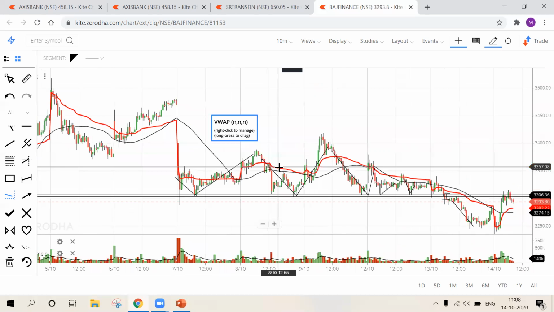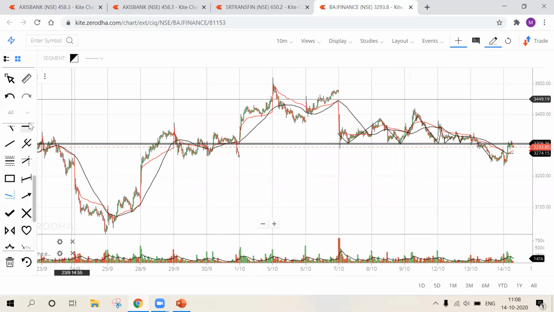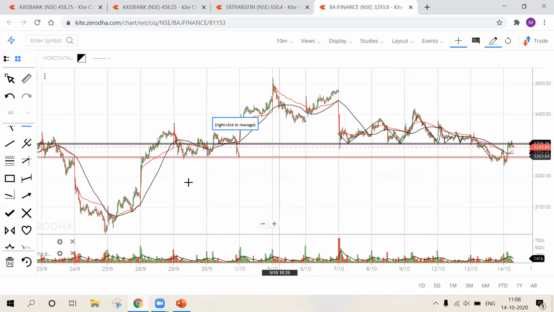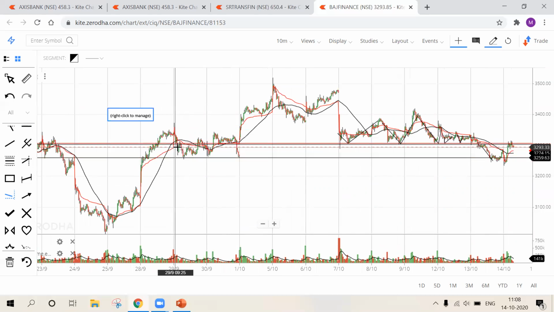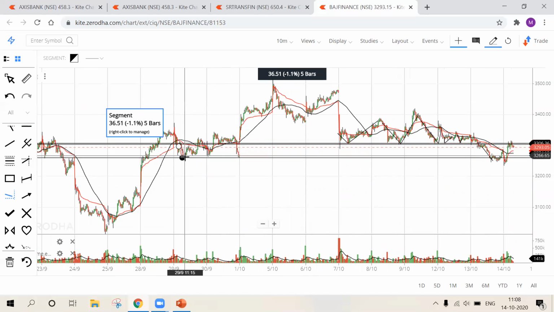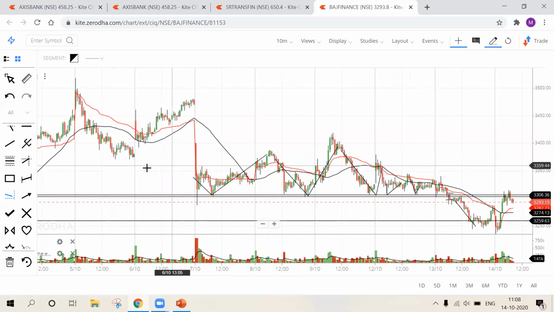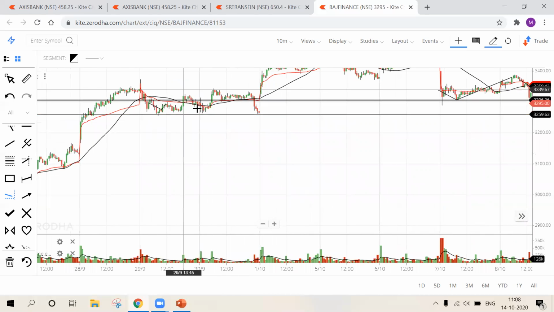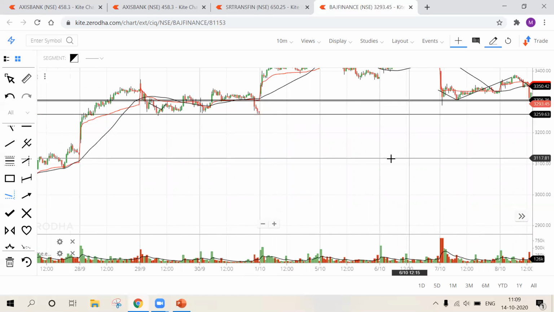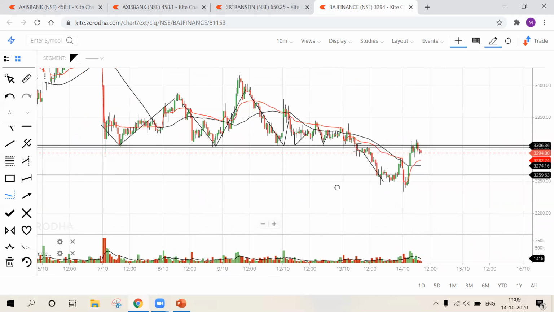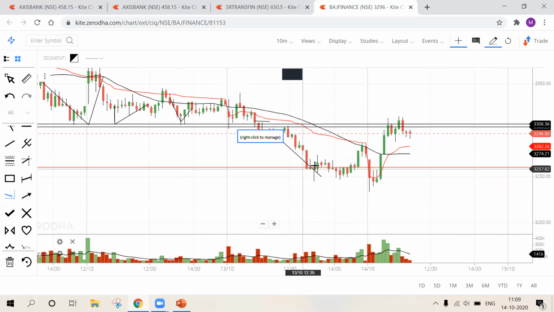So let's zoom out and draw the next possible support and resistance level. All right, this is the next resistance level, right? I mean the next support level, because the stock took support and bounced back. Here it took support, bounced back, took support, bounced back, and took support, bounced back. So that should be my first target in this scenario. Look at this scenario, my target achieved.